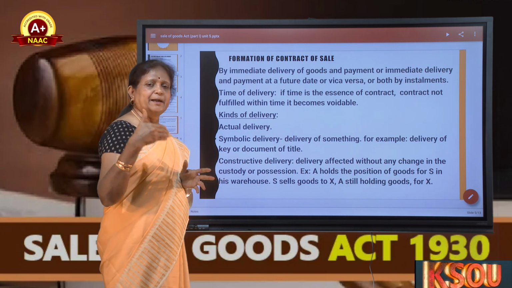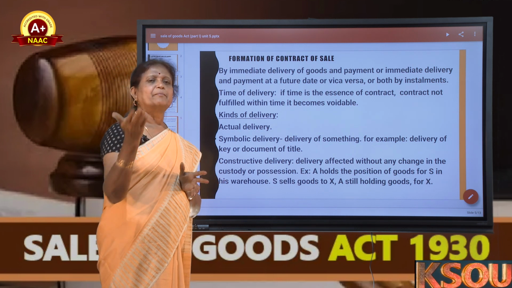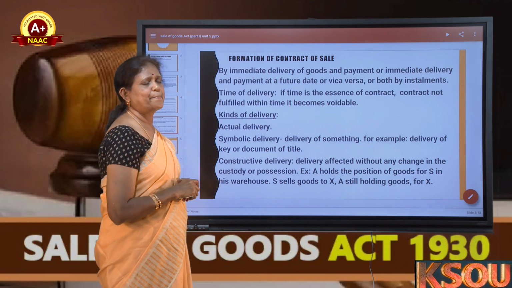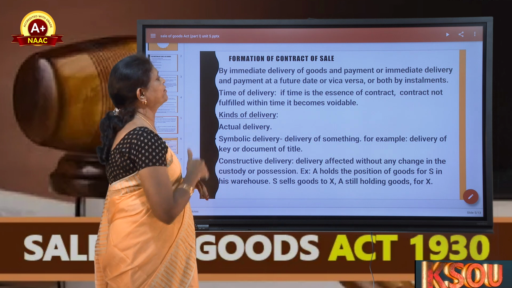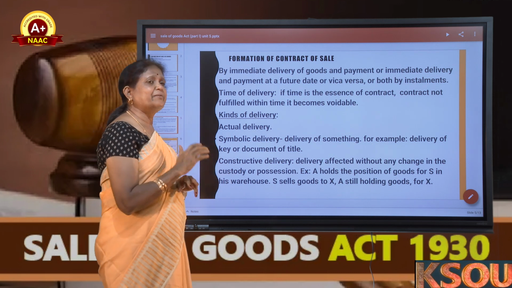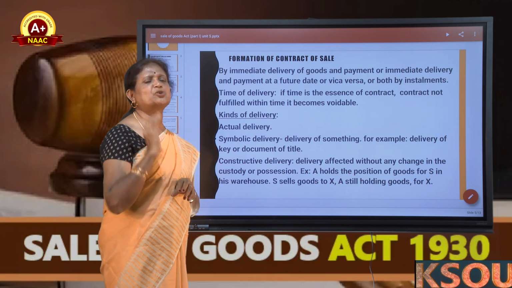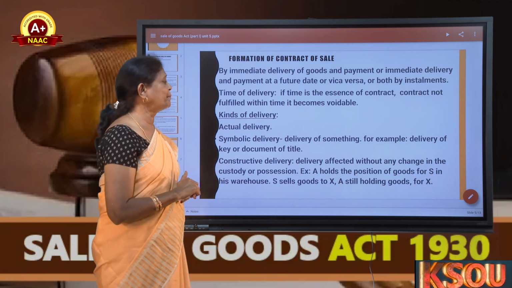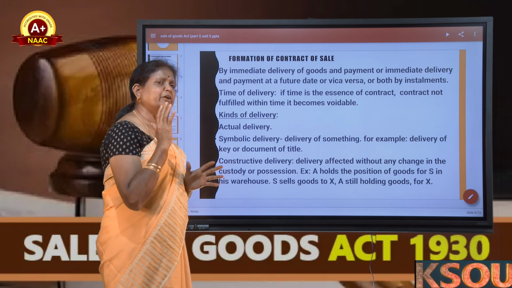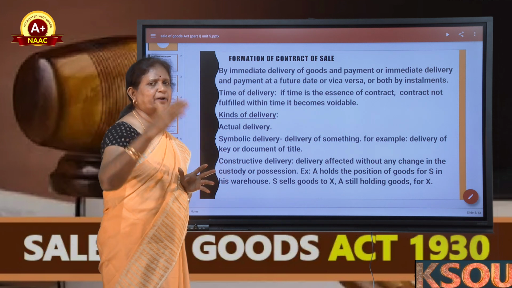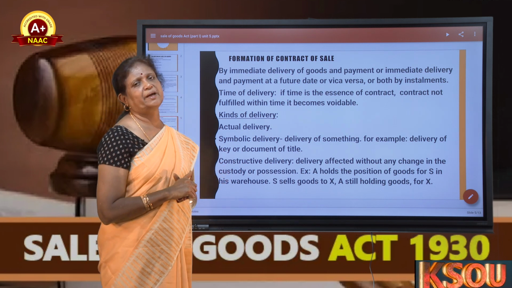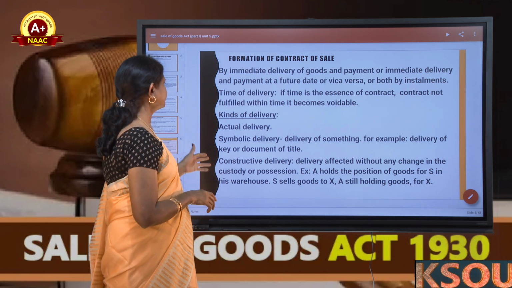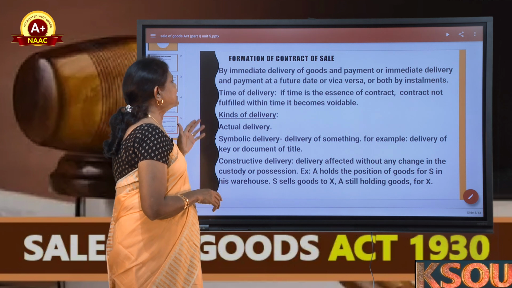Or delivery in the later part and payment previously, that is also considered to be a sale of goods, or vice versa. Or delivery by installment and payment also by installment, then also formation of contract is said to be completed. The only thing is, if both the parties have agreed to transfer their proprietorship in the goods, then a contract of sale takes place.